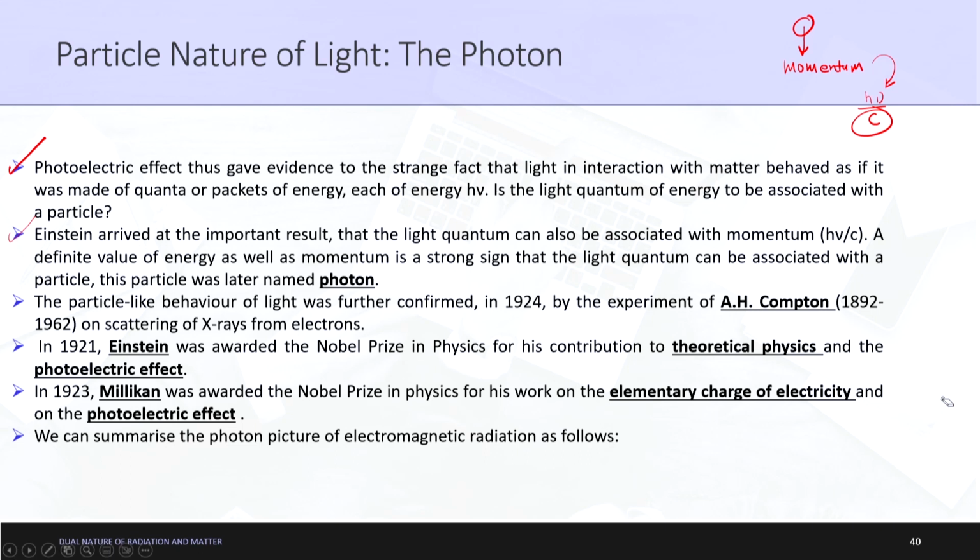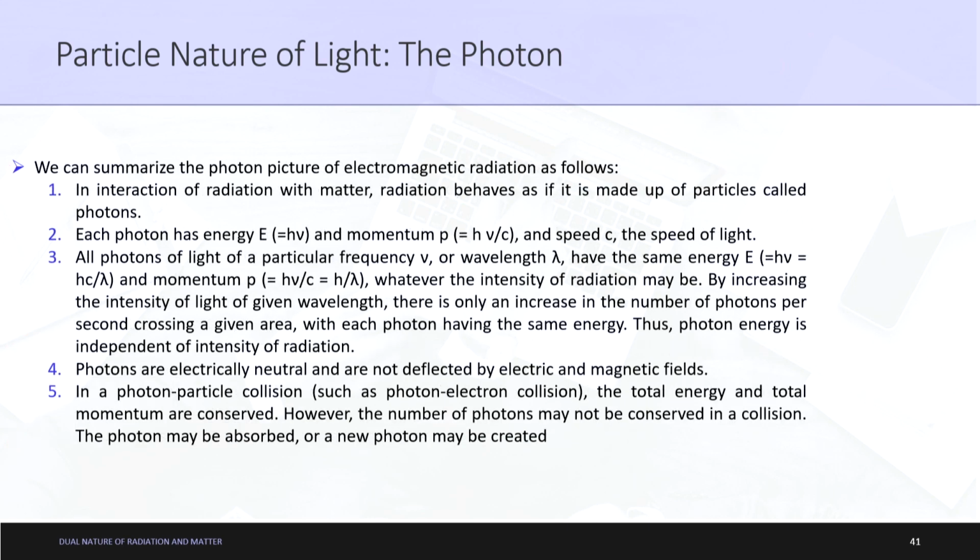We can summarize the photon picture of electromagnetic radiation as follows. But as I already told, this is just the scientist part, so let us not go into that. From your examination point of view, you need to remember what a photon is. A photon is a particle which has an energy equal to h nu and a momentum equal to h nu upon c. Let me stop here, because the summary part will take time and it is a little different from the previous discussion. I will explain this complete summarization in the next part of this lecture series.